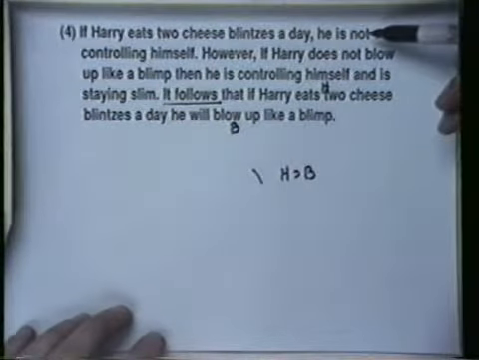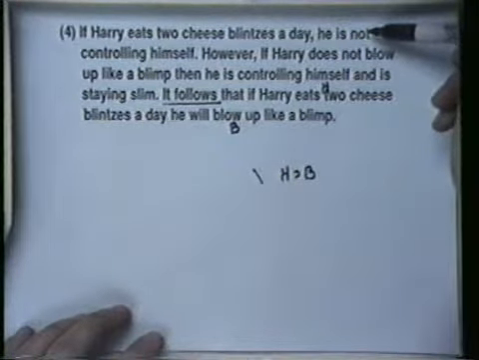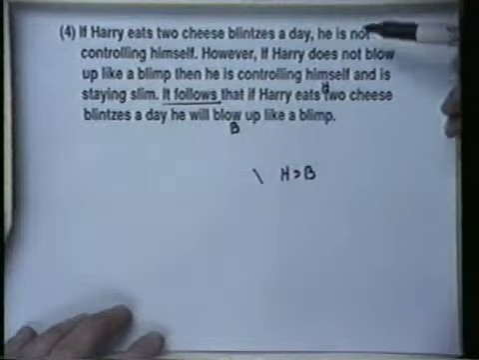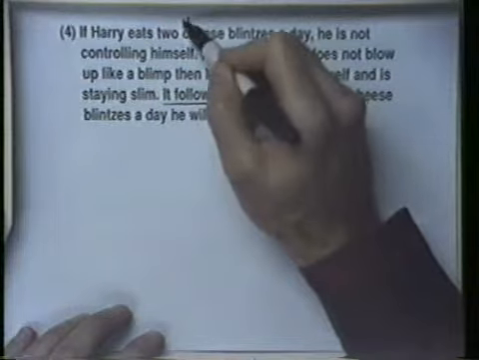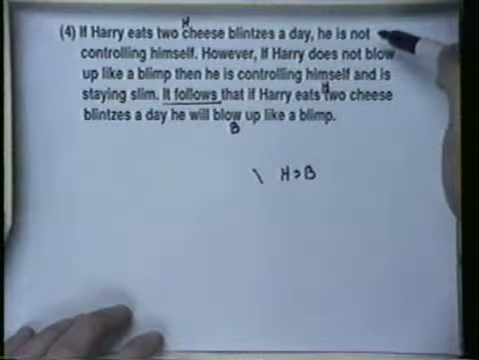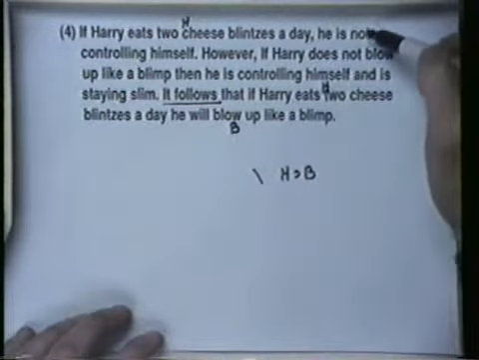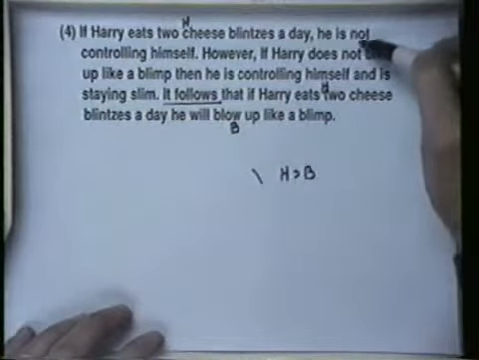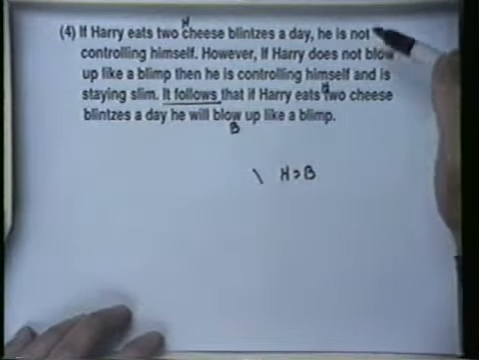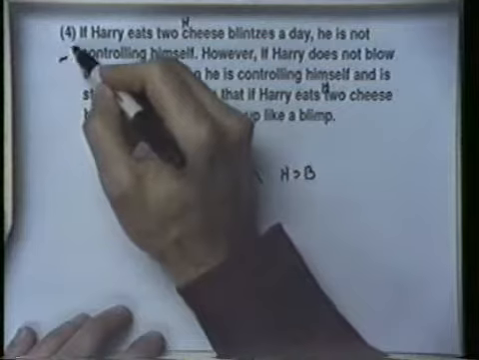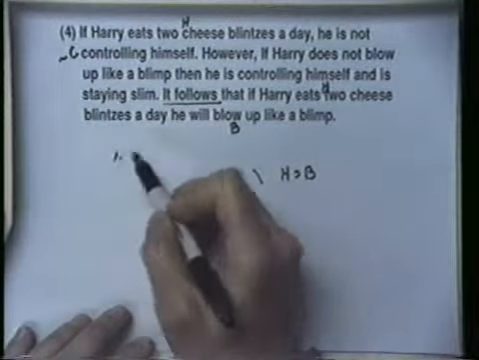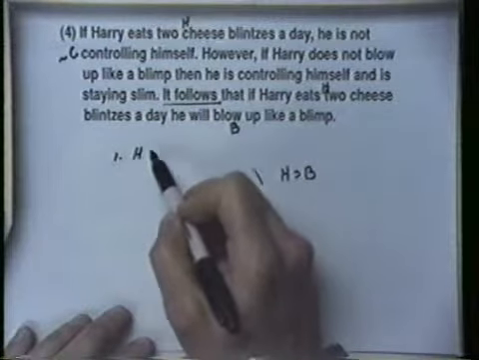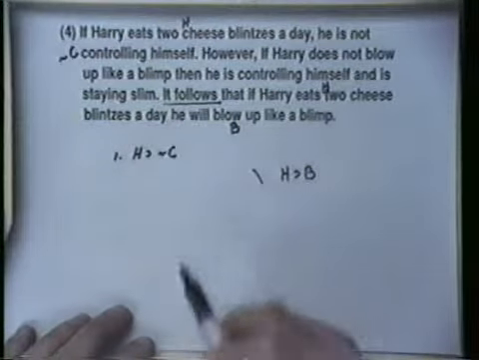Our first premise is also conditional. If Harry eats 2 cheese blintzes a day, remember that is H, he is not controlling himself. So we need to symbolize the negation here, the not. He is not controlling himself, then we could symbolize as not C. So our first premise would be if H, then not C.